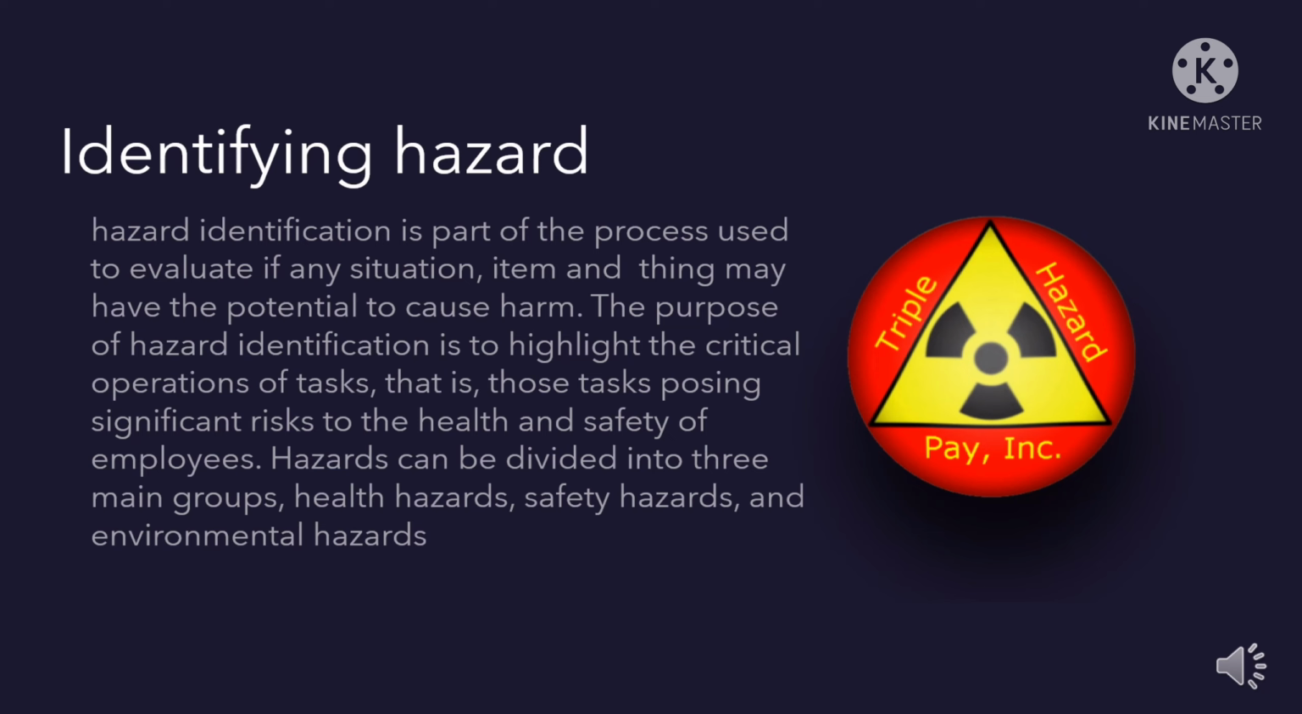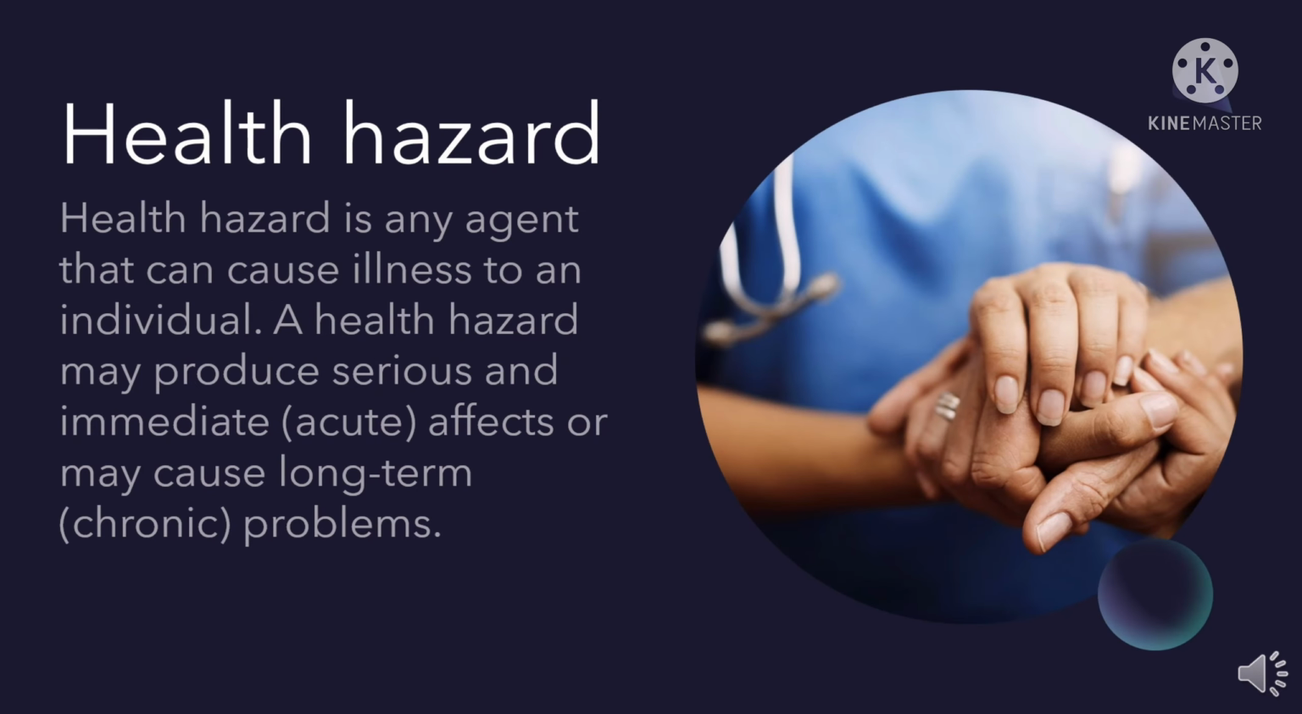The purpose of hazard identification is to highlight the critical operation of tasks, that is, those tasks posing significant risks to the health and the safety of employees. Hazard can be divided into three main groups: health hazard, safety hazard, and environmental hazard. So what is a health hazard? A health hazard is any agent that can cause illness to an individual. A health hazard may produce serious and immediate or acute effects, or may cause long-term chronic problems.